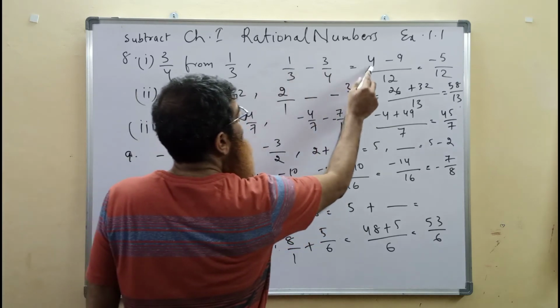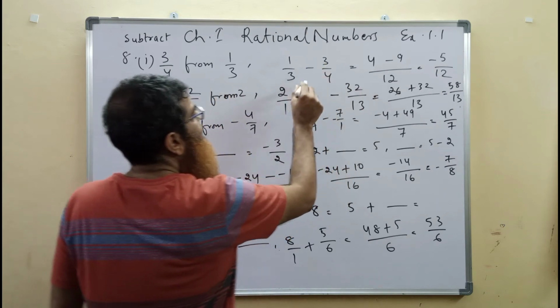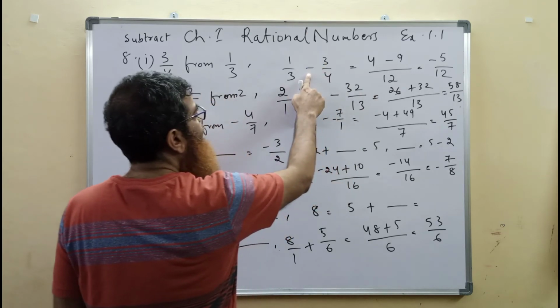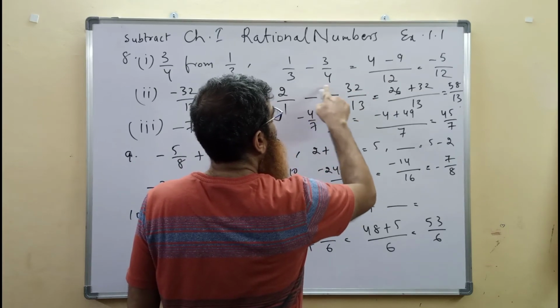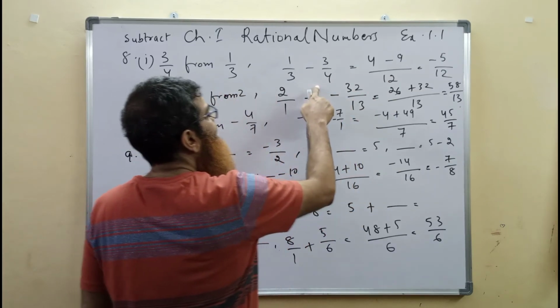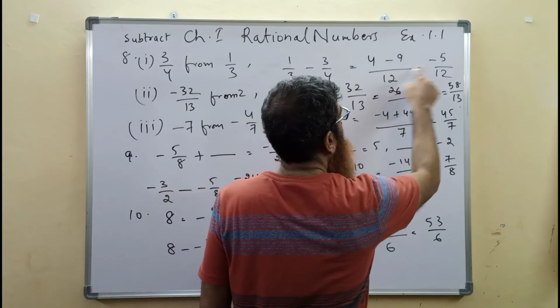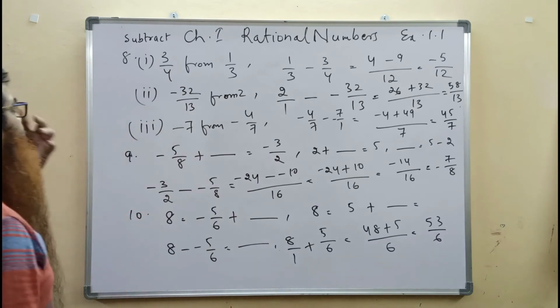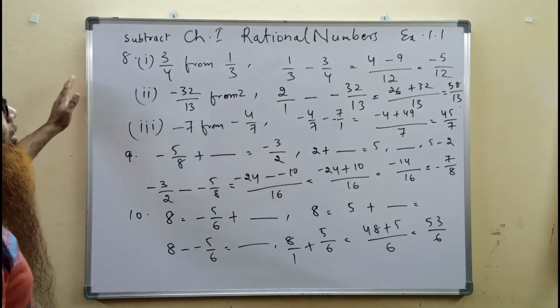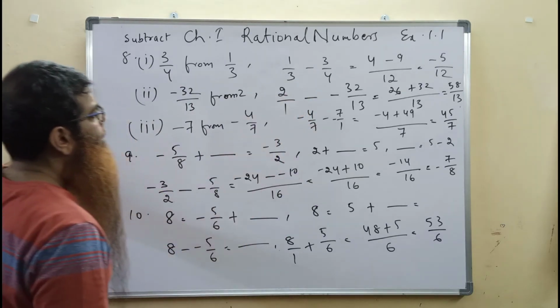4 into 1, 4 minus 3 into 3. Because it's a minus sign, we are doing subtraction here. Minus 9 by 3 into 4. We multiply the denominators. We get 12. 4 minus 9 by 12 is minus 5 by 12. So when we subtract 3 by 4 from 1 by 3, we get minus 5 by 12.